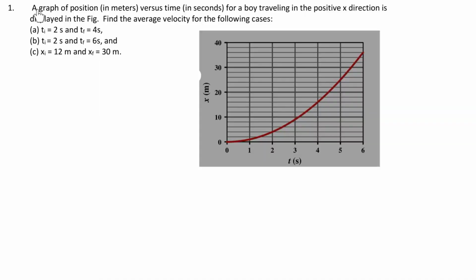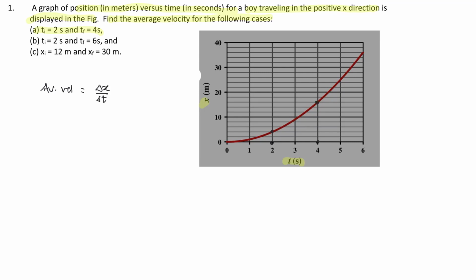First question. A graph of position versus time for a boy traveling in positive x direction is displayed in figure. Find average velocity for following cases. So it's x versus t graph. So as far as average velocity is concerned, you know average velocity is equal to displacement, that is delta x by delta t, and you can easily find out delta x for given delta t from graph by direct observation.